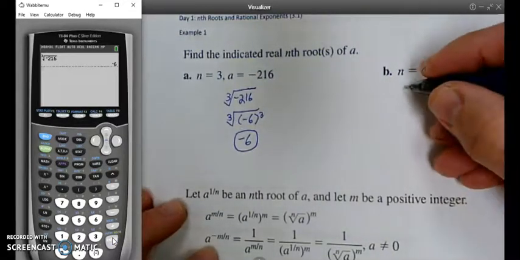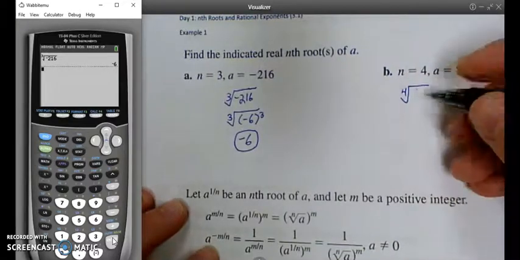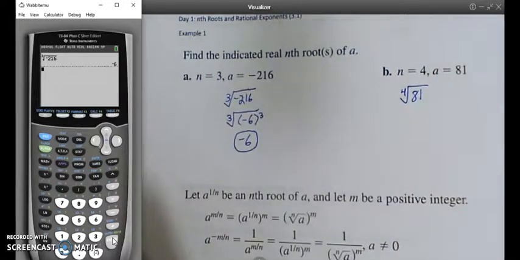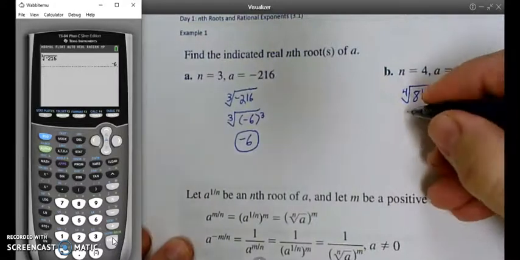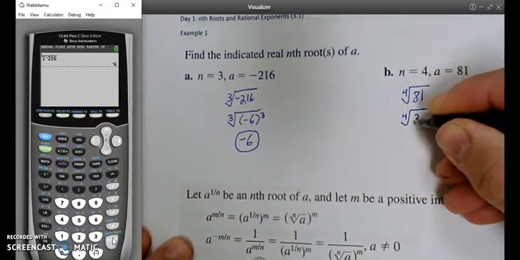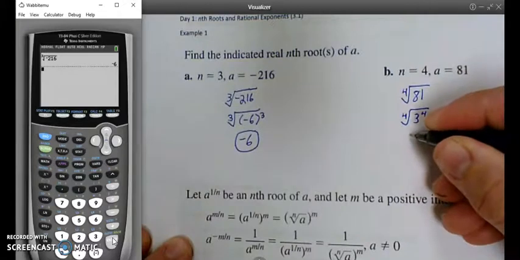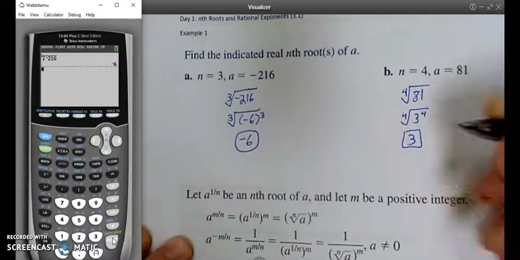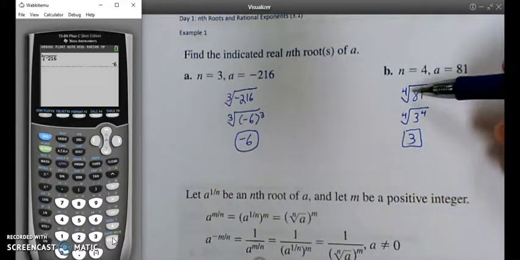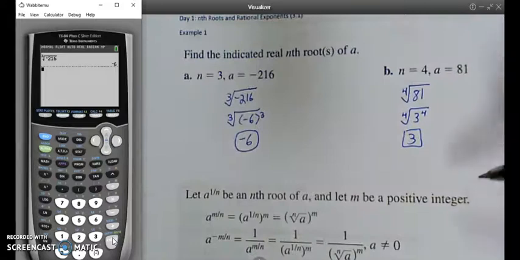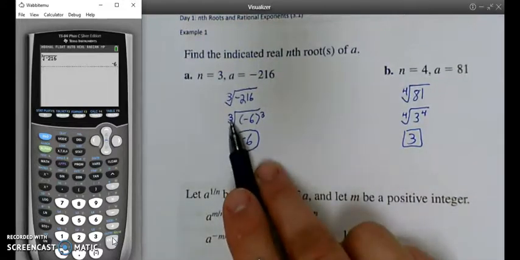Alright, on part B, you're doing the fourth root of 81. Now, something that we know is 3 to the fourth power would be 81, which the 4's would cancel and you would have 3. Now, watch out here, you can only take the root of positive numbers whenever the index is even. It was only okay over here because the index was odd.